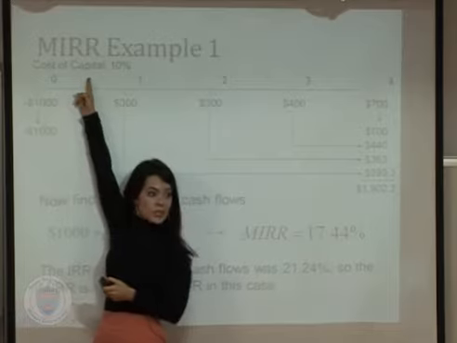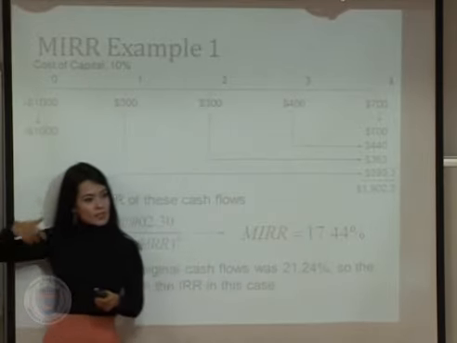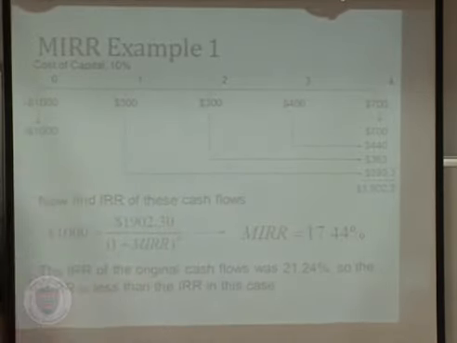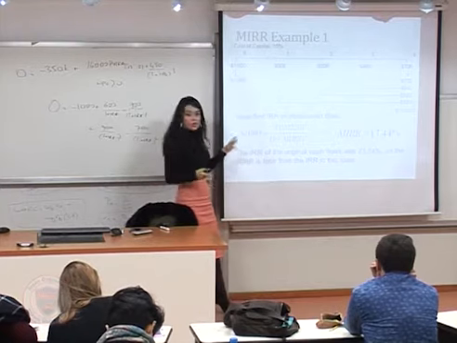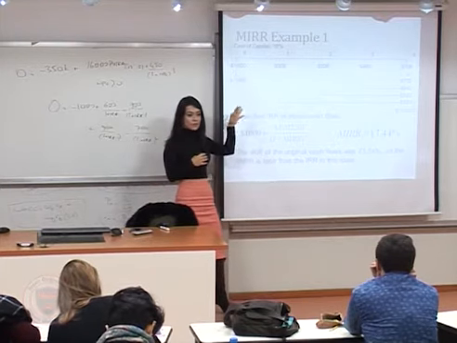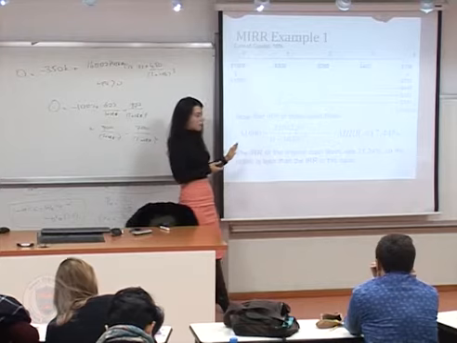This is already the value in the economy. So MIRR has a more realistic assumption, right? You can reinvest your cash flows at the opportunity cost of capital in the economy. So even if I didn't have multiple cash flow sign changes, you can still use MIRR.